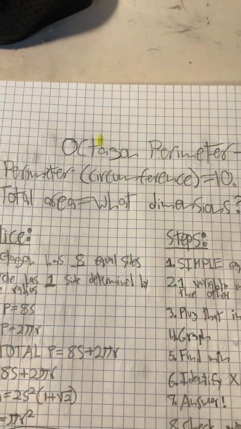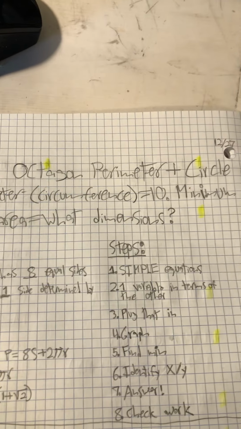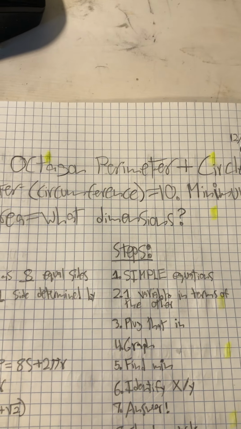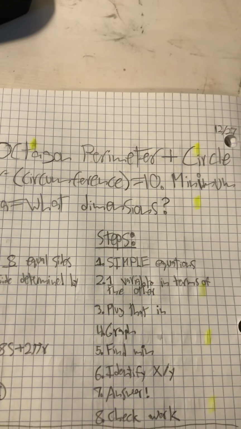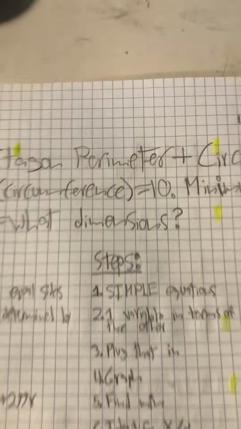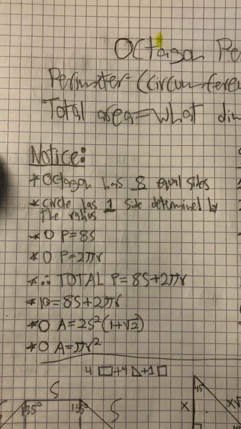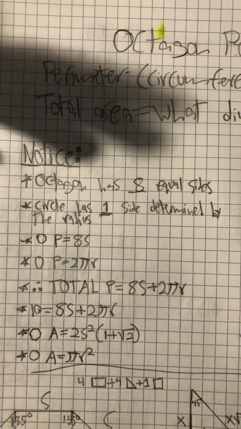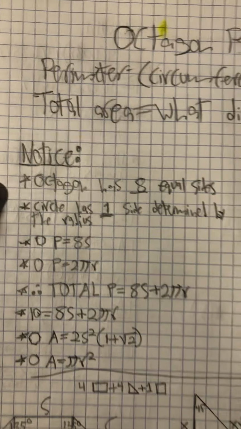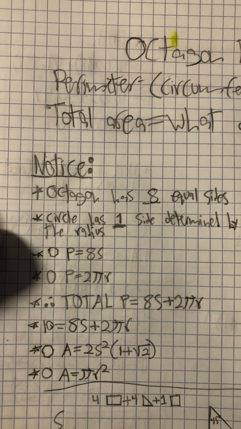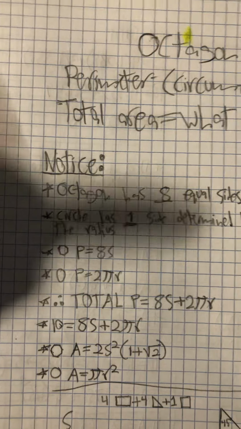Okay, I said we have an octagon and a circle's perimeter, the circle's circumference, but their total perimeter is 10, and we need to find what dimensions make the minimum total area. Same problem, but much harder shapes. Okay, first we know the octagon has 8 equal sides, and the circle has one side, like the circle's circumference is determined by the radius. That's the important part. Alright, we could say octagon perimeter is 8s, and the circle perimeter is 2 pi r.